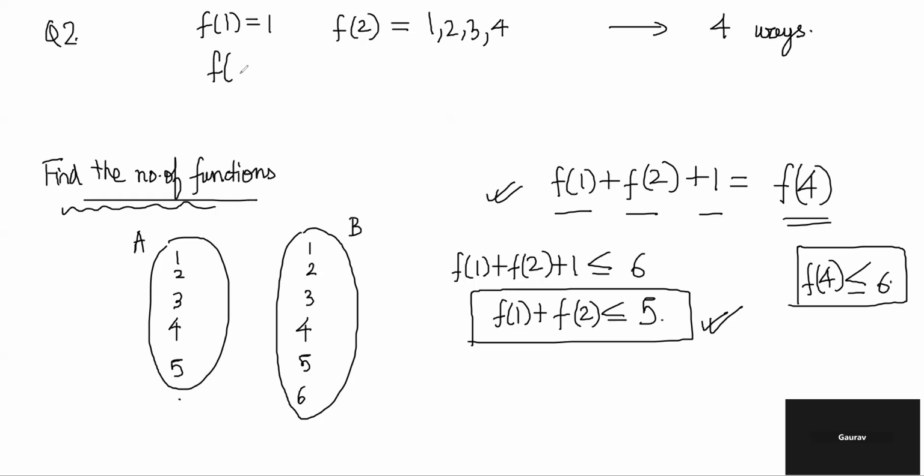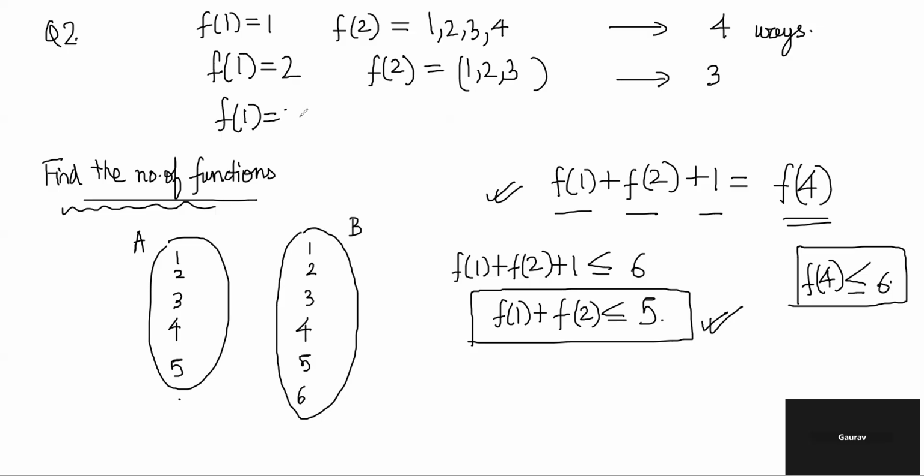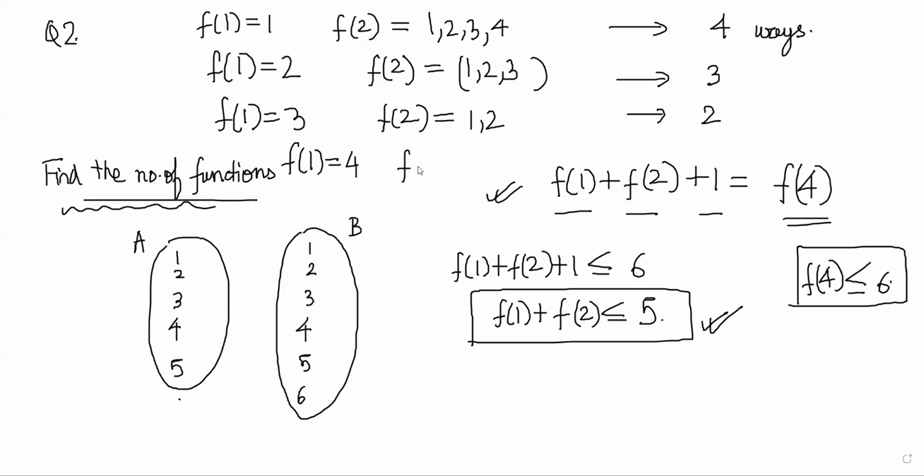Case 2 is f(1) is 2, then f(2) can be 1, 2, or 3, right? Yes. So 3 ways here, correct? Yes. f(1) is 3, then f(2) can be 1 and 2. So 2 ways here. And f(1) is 4, then f(2) in that case has to be only 1, no? Yes. So only one way in this case, these 4 cases, right?